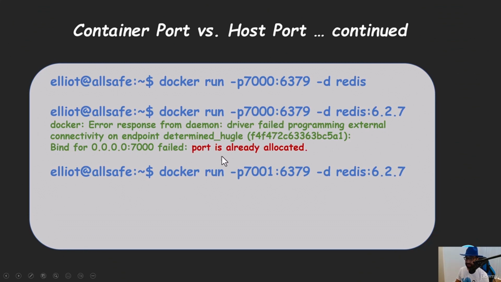As you can see here, it will say port is already allocated. However, the second time, if I try to bind it to a different port, the first one would run just fine. It's being mapped to port 7000. It will work fine, but the other one, I cannot bind to the same port. I have to bind it to a different host port, which is 7001, and this will work fine.